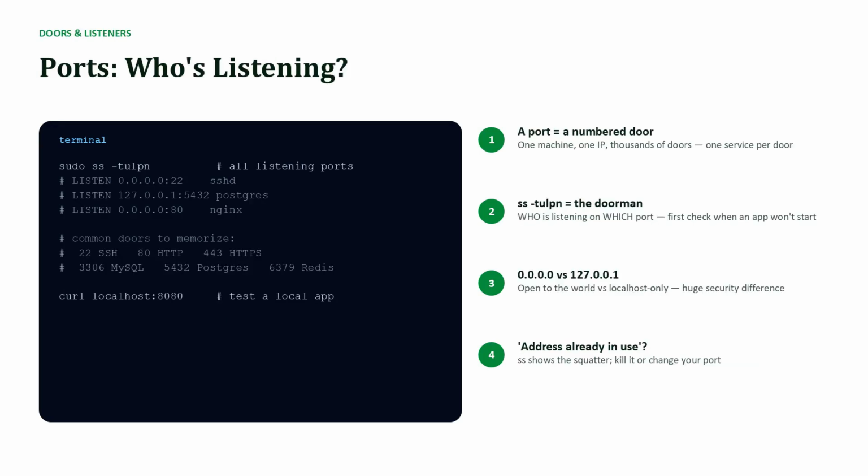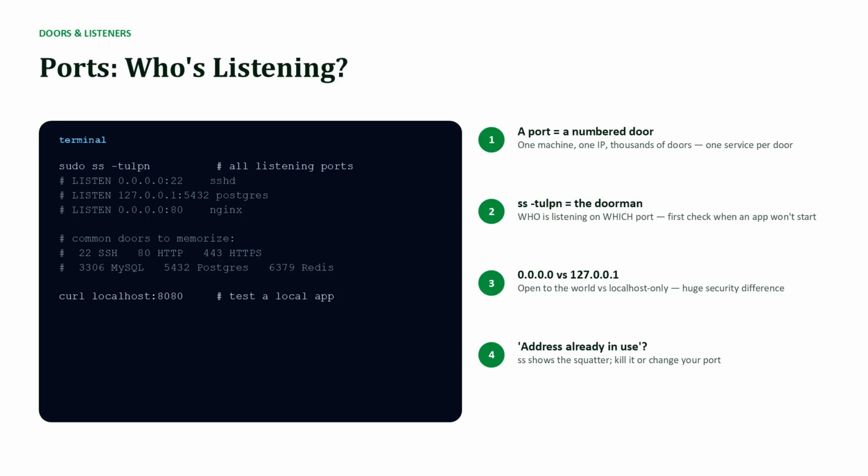Last concept: ports. One machine has one IP but thousands of numbered doors, and each service listens at its own. SSH at 22, web at 80 and 443, Postgres at 5432. Memorize those, they're vocabulary. The doorman command is ss -tulpn. It lists exactly who is listening on which door.